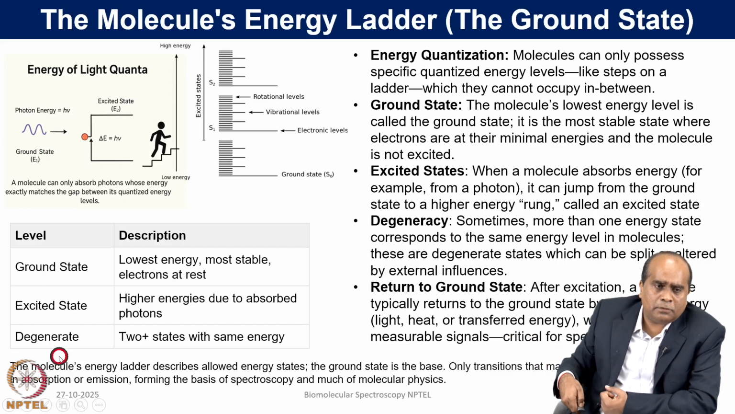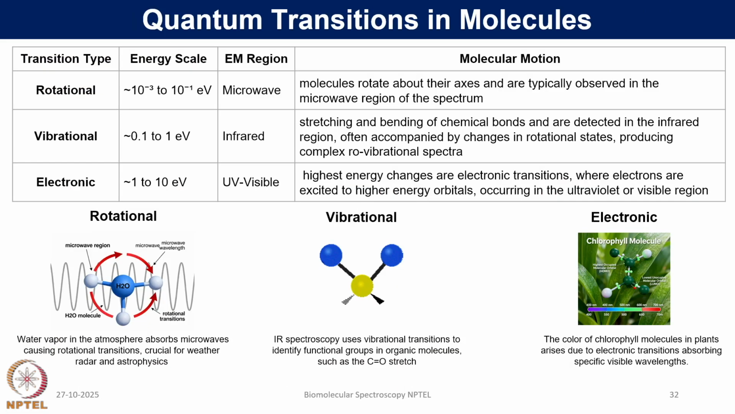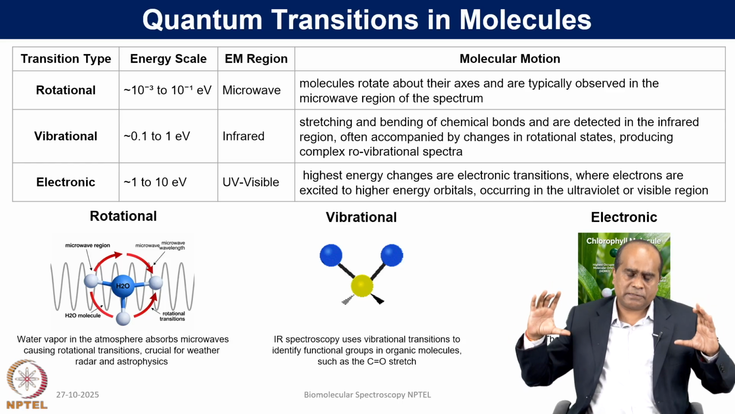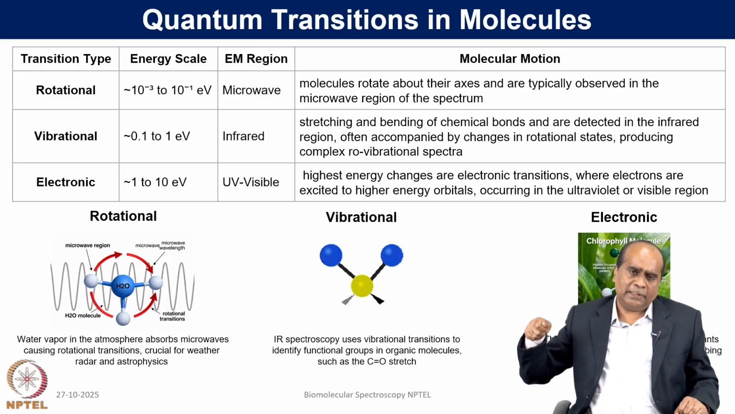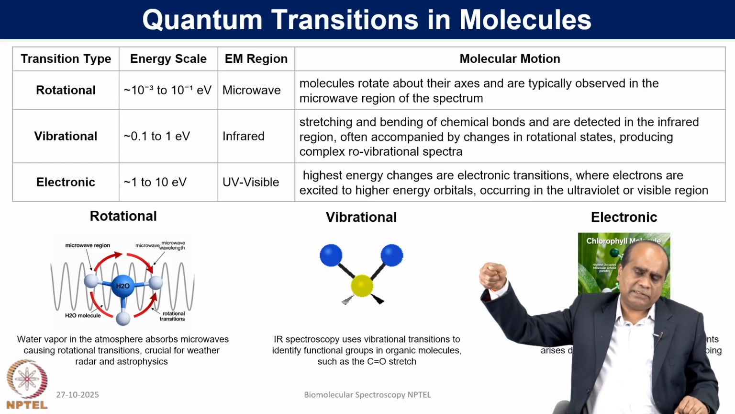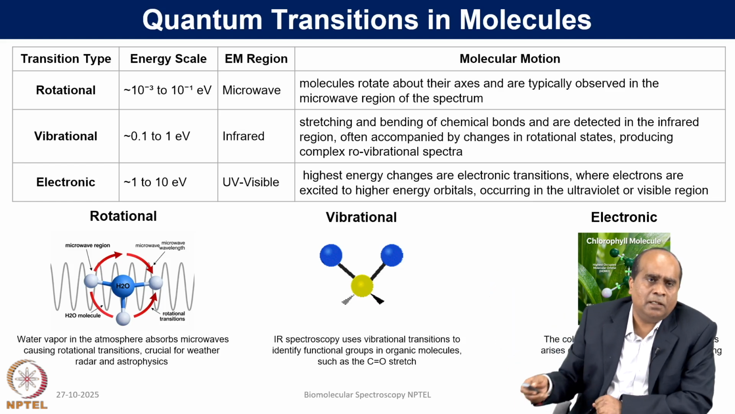So, the molecular energy level describes the allowed energies, its base is the ground state, and it transmits the energy. These are quantized gaps and we can study them in physics, right. So, that is the main phenomenon of spectroscopy. In all spectroscopy, what are we going to do? We look for this energy gap, ground state, excited state. We shine an appropriate light that takes it from ground state to excited state, and then when it comes back, it gives you light, right.